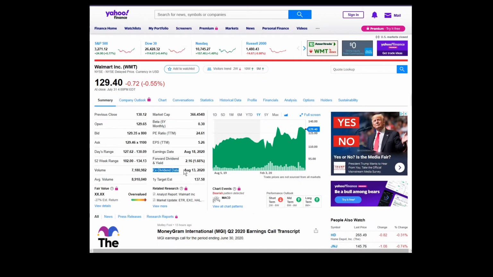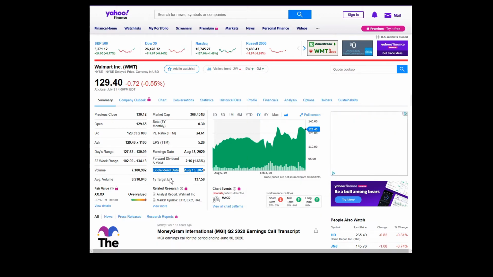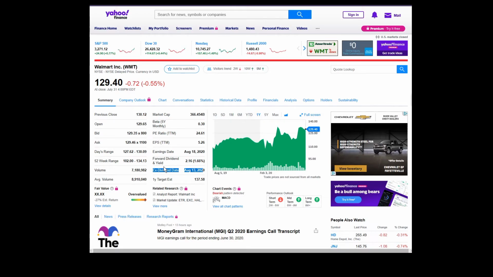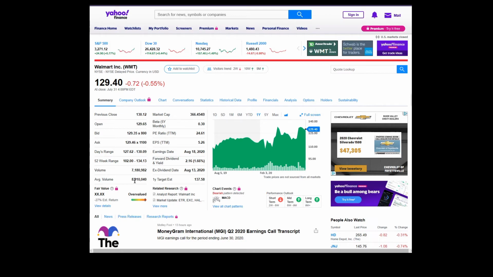The next one is the upcoming ex-dividend date. What the ex-dividend date is: they pay out dividends every quarter. But because these shares are trading every day, on average 9 million per day, they need to nail down a certain time to decide who is getting this dividend. So the ex-dividend date is the date where they go, okay, if you own the company today or before today, here are the people who get the dividend.